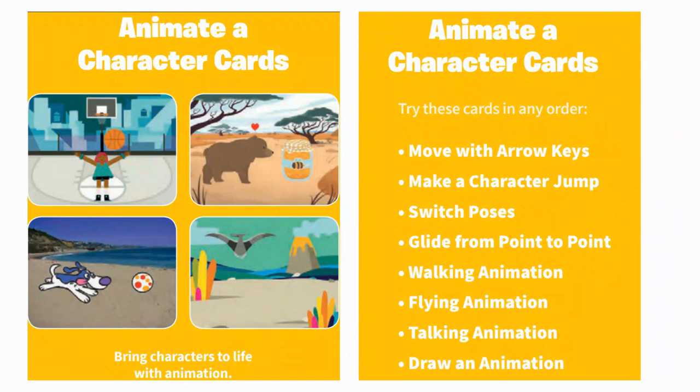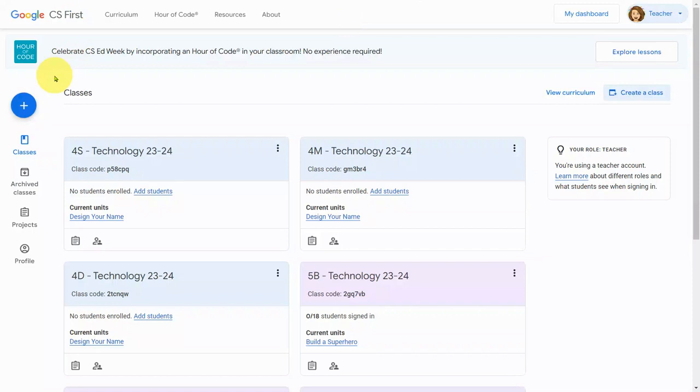If we look at our project card, there are 8 different types of animation you can code. You need to have at least 4 different animations in order to complete this project. This means you will have at least 4 different sprites used in your scene. Time to start our project.